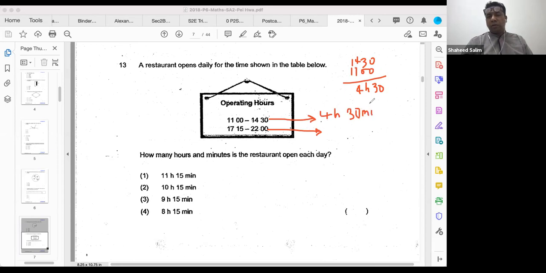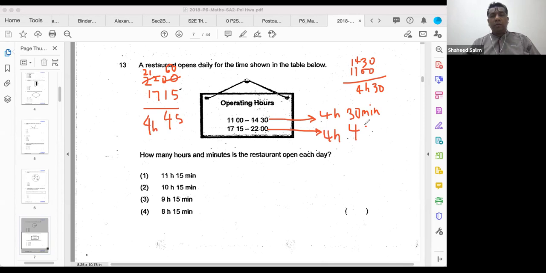You can see, you know. The next one now. 2200 minus 1715. Now when you borrow 1 hour, we are left with 21 hours. Down here becomes 60. You minus, you get 45 here. 21 minus 17 is 4. 4 hours 45. Down here already you can see which is the answer. 21 minus 17 is 4. This one is 3, sorry. This one is 3, yeah.